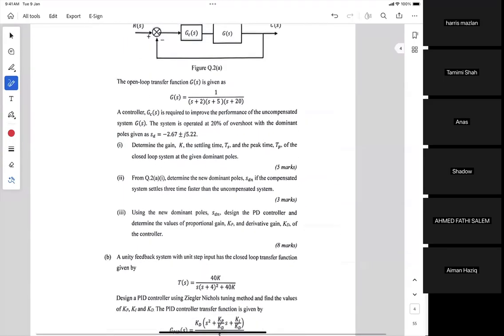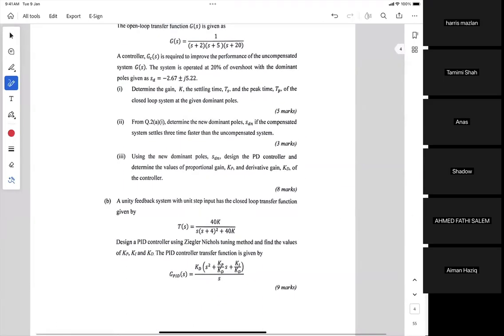Sure. Okay. B. Continue B. A unity feedback system with unit step input has a closed loop transfer function given by T(S) equals 40K over S(S+4)^2 plus 40K. Design a PID controller using the Ziegler-Nichols tuning method and find the values of Kp, Ki, and Kd. The PID controller transfer function is given by G_PID equals Kd multiplied by (S^2 plus Kp over Kd S plus Ki over Kd) over S.